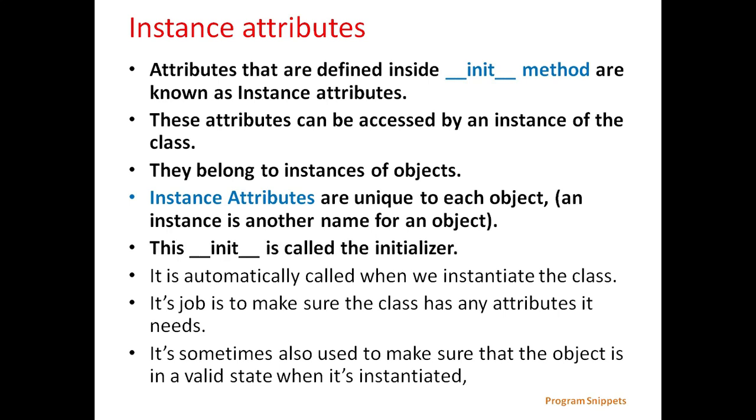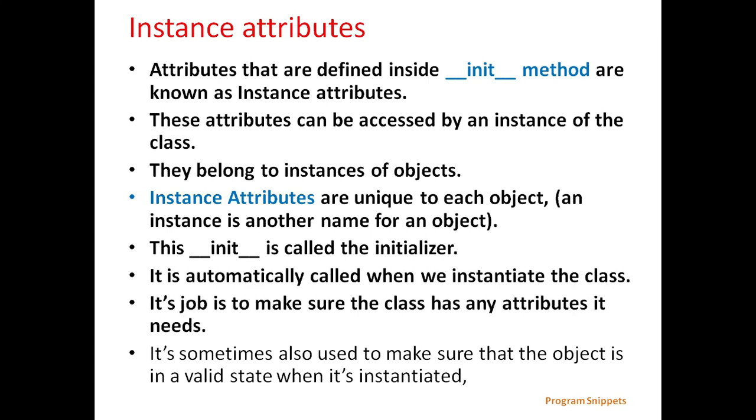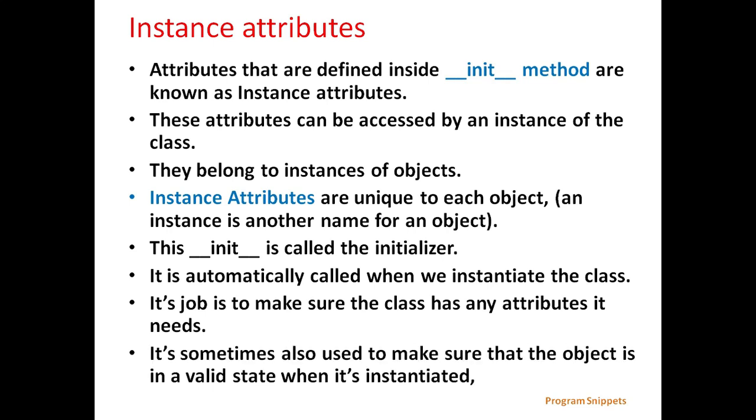This init method is called the initializer. It is automatically called when an instance of the class is created. Its job is to make sure that the class has any attributes it needs. It is sometimes also used to make sure that the object is in a valid state when it is instantiated.